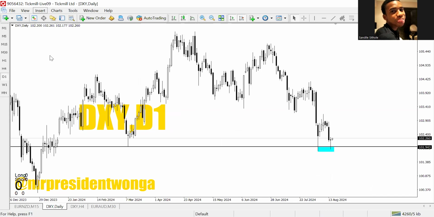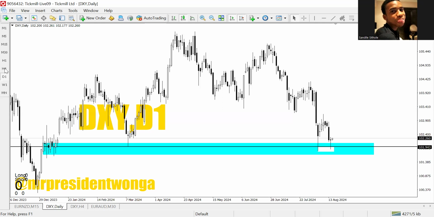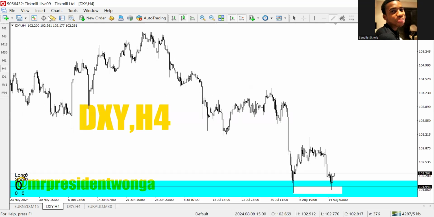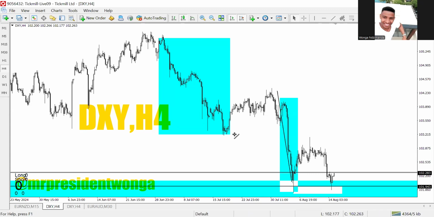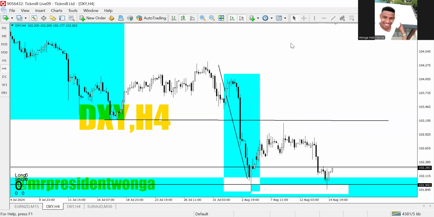Okay, same zone of the dollar, and let's go to H4, and there were a lot of orders. Yeah, okay, it's coming through. See, a lot of orders. People are convinced the dollar trend is up. After this huge drop, what happened? Price continued the drop, and now it is at the demand zone.